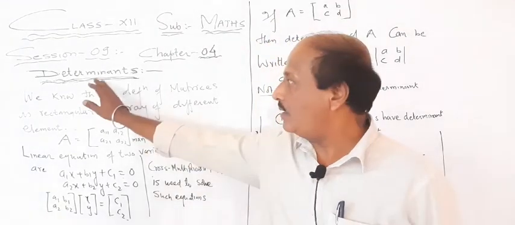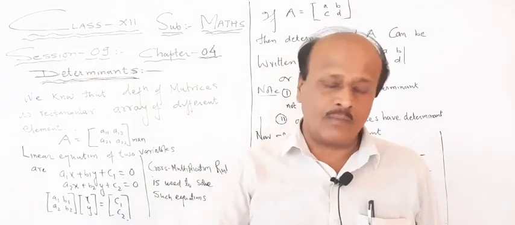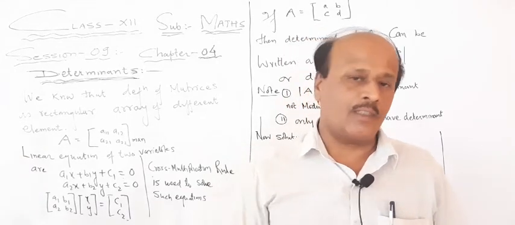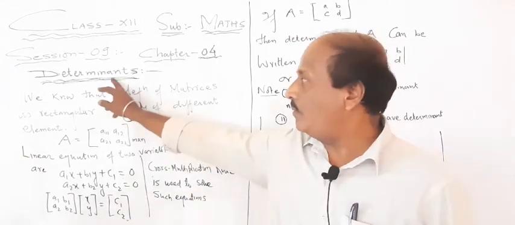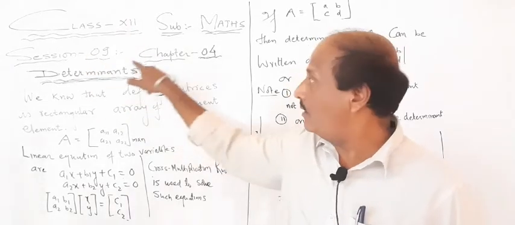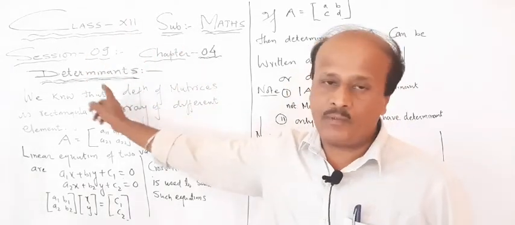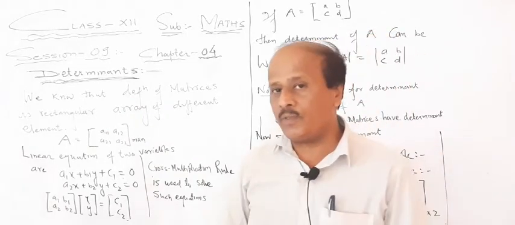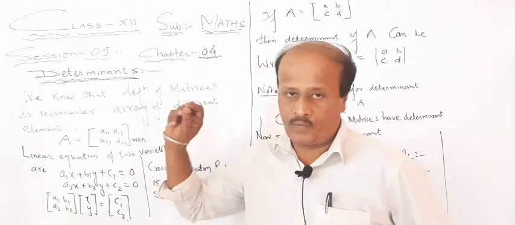The name of the chapter is Determinants. Since both the chapters are interdependent on each other, I am continuing with chapter 4. Again I am repeating this, it's session 9, chapter 4. The name of the chapter is Determinants. So let us see what is the relation between chapter 3 and chapter 4.